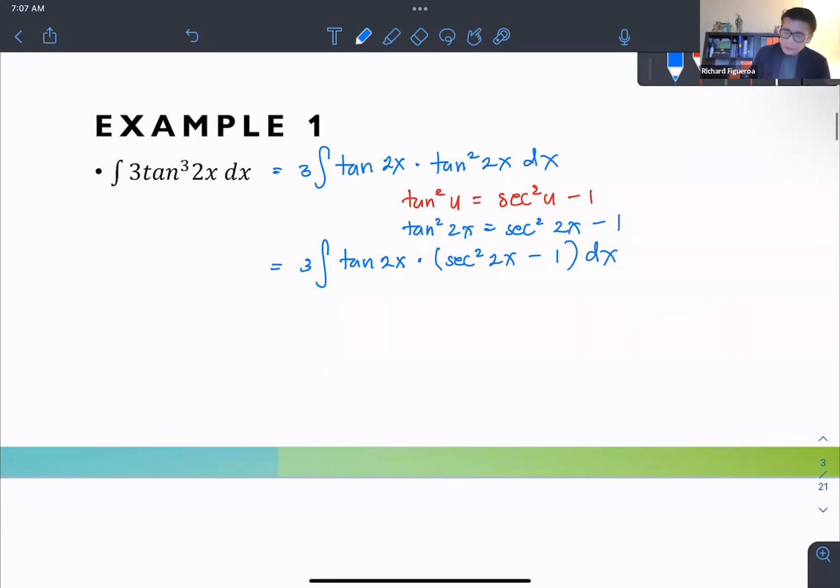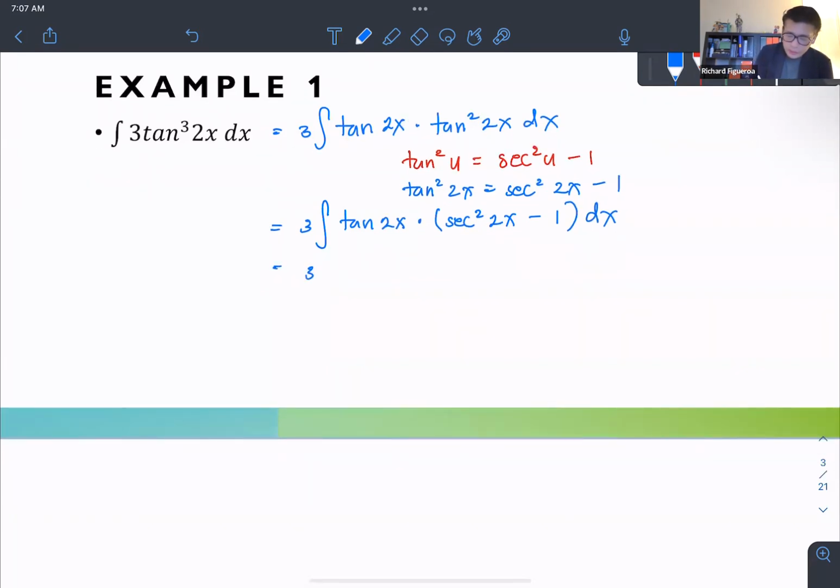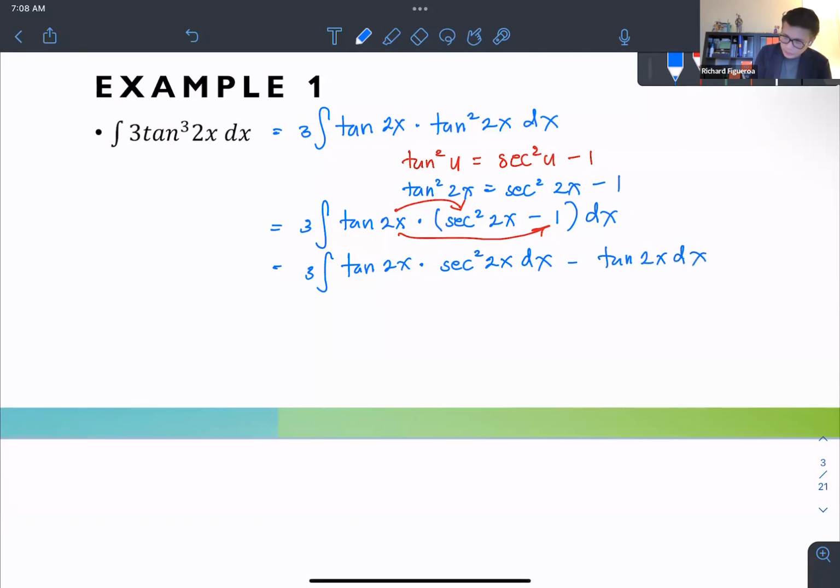And then we distribute. So that is 3 times the integral of tangent 2x multiplied with secant squared 2x dx. And then we distribute this one here, so the second one is the negative 1. It is minus tangent 2x dx.